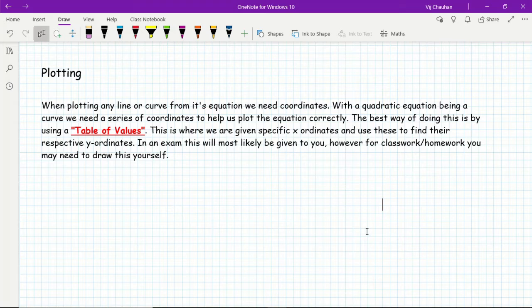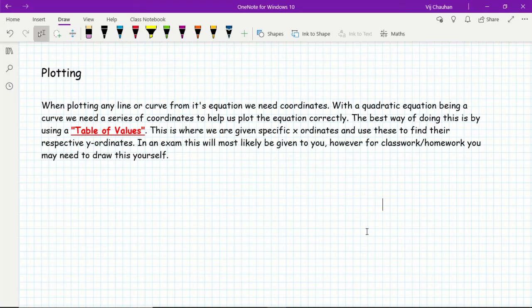Now when you've got a curve, having 3 coordinates is not going to be helpful, because those 3 coordinates could, one, be very very close together. And again, as we've shown, it's going to produce a U shape, so you kind of need a series of points to give you that U shape or that N shape on your graph.